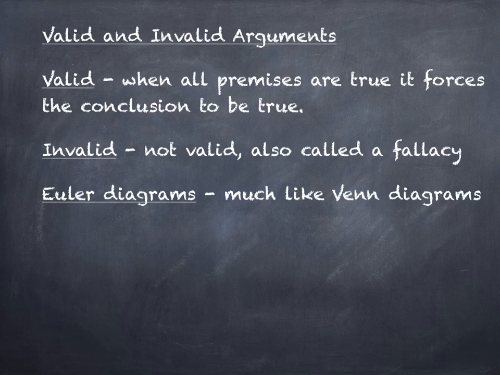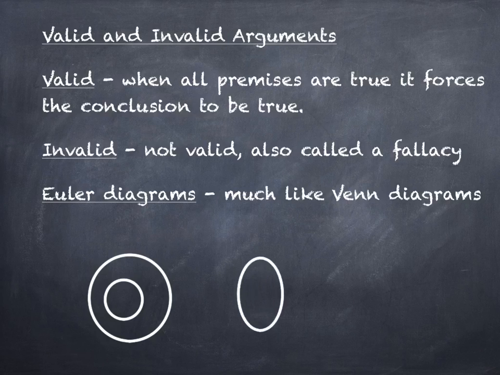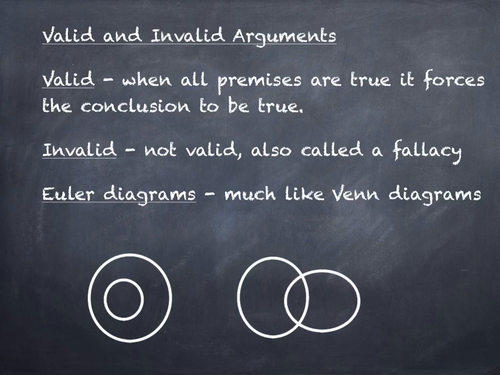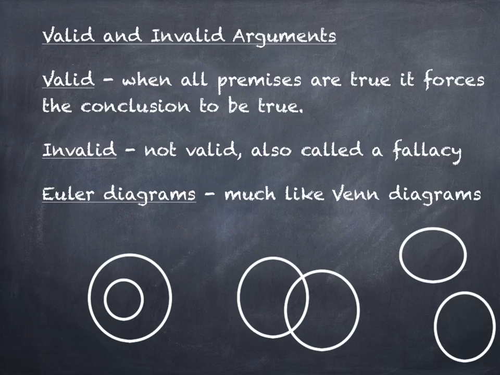And what we're going to see in this section is Euler diagrams. Euler diagrams look very much like Venn diagrams, and there are three types. So I'm going to show you these three types, and then we'll stop for today. One type of Euler diagram has a circle inside of another circle. One type has two circles that overlap. And then a third type has two circles that are disconnected entirely. I'm going to give you an example of each one so that you can get a feel for how this works.